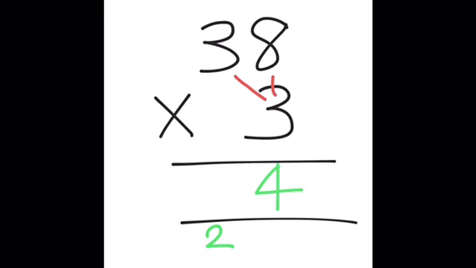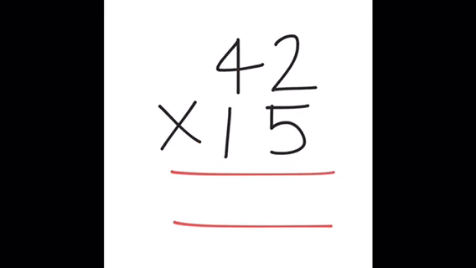Then, we do 3 times 3, which equals 9. But we also add our 2 we carried. So our answer is 11. There's nothing else to multiply, so that little one becomes a big one. Your answer, 114. Have a look at this question.